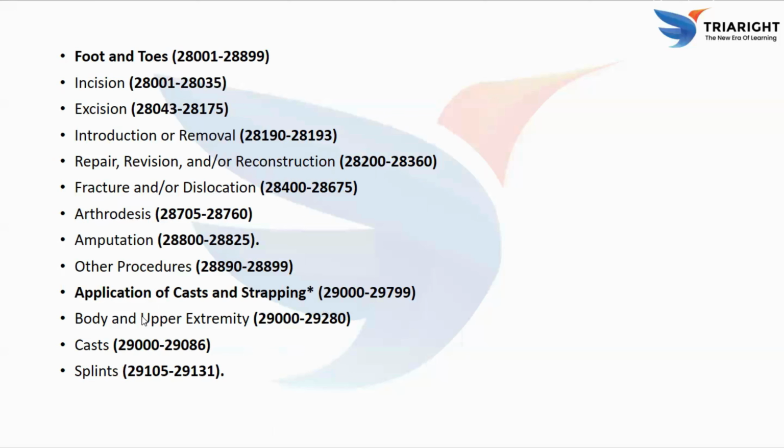So cast is nothing but applying a hard cast to protect the bone. So it is a material which is used to protect the bone. So it keeps the limb in position. So the code ranges are 29,000 to 29,086 codes.